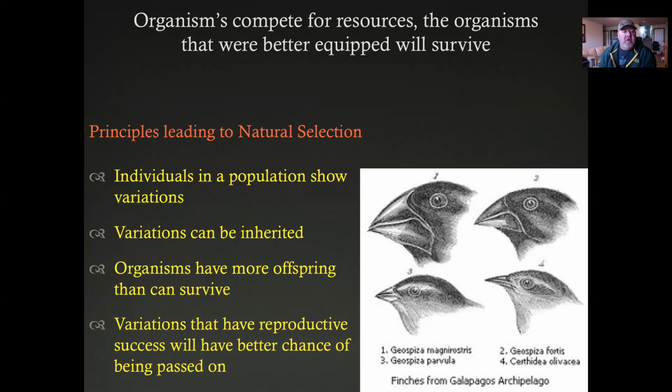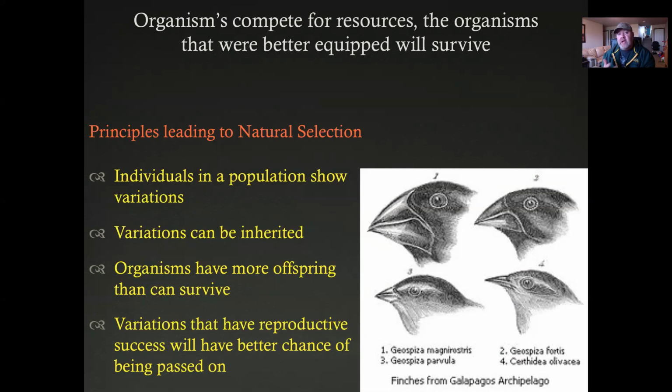Okay, so individuals in a population have to show variations. There has to be differences among those organisms, right? Some are tall, some are short, some have blue feathers, some have white feathers, who knows? Those variations have to be able to be inherited, right? So back to genetics, we know that those traits get inherited from one generation to the next.